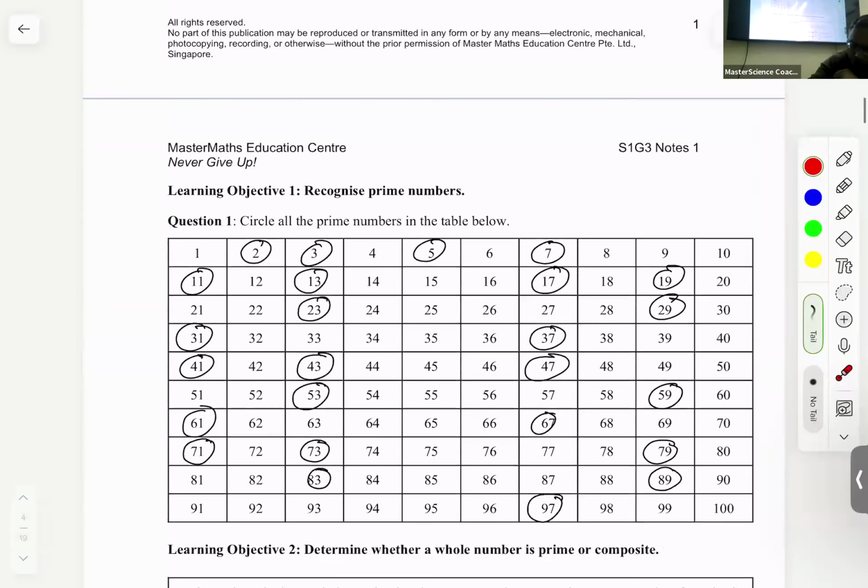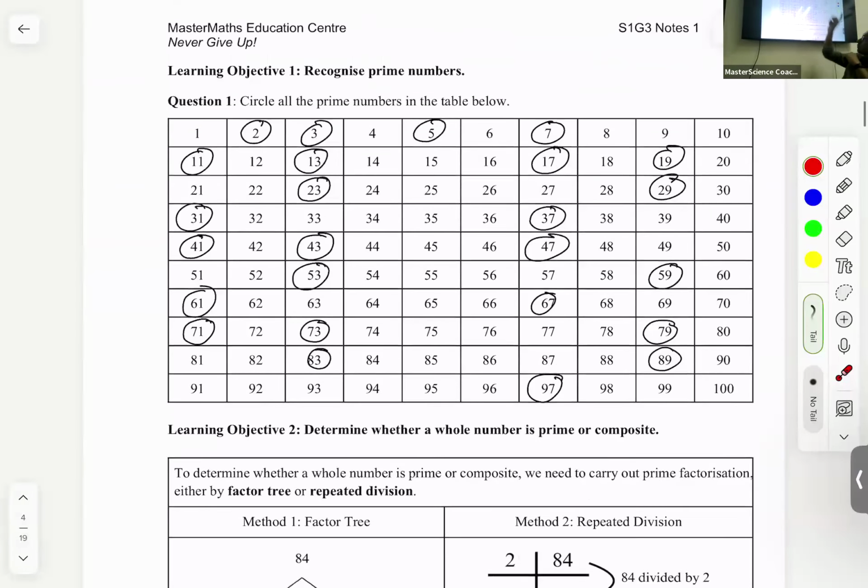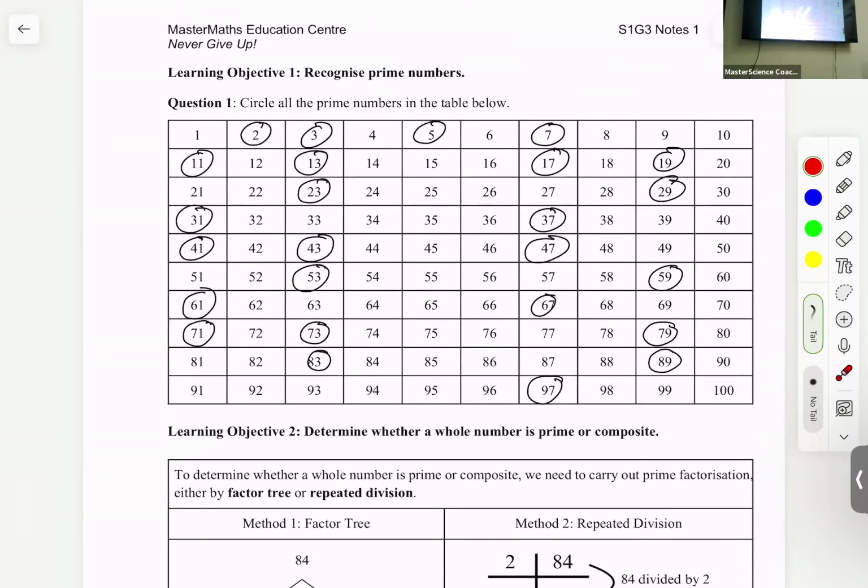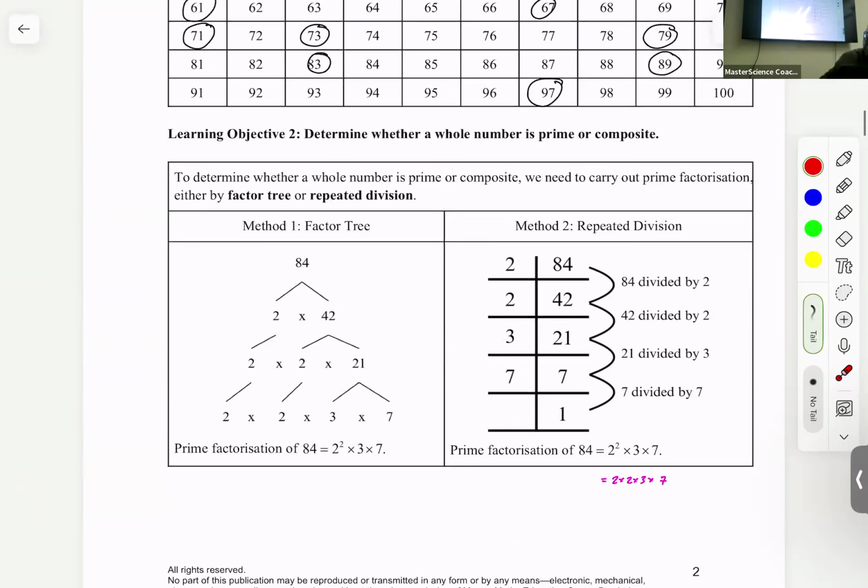Take a photo of this. These are all the prime numbers from 0 to 100. Take a photo of this, go home and memorize it. You need to know all your prime numbers from 0 to 100. The ones that I circled are the prime numbers. Done? Okay. Now we are going to go into this thing called prime factorization.